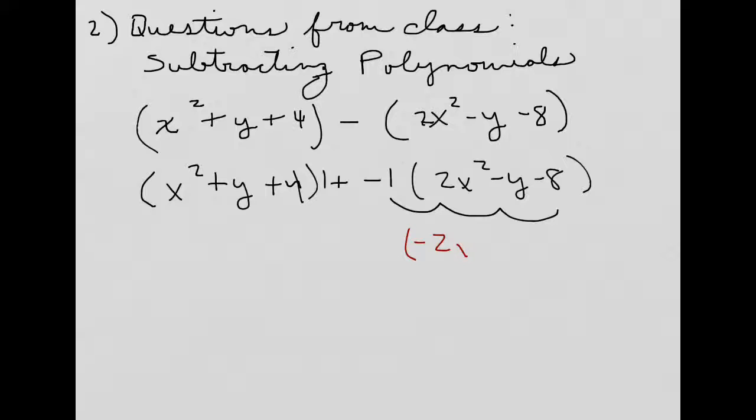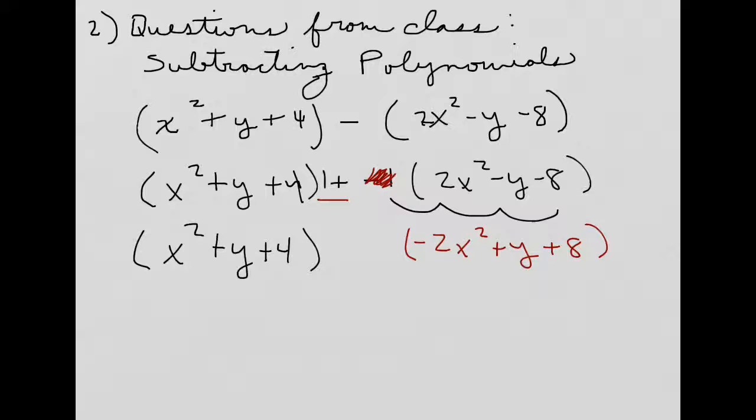This would go to a negative 2x squared plus y plus 8. So now that we've distributed this negative 1, it's gone. But look at what I still have here. I still have a positive 1. So now the polynomial subtraction equation is plus that expression, which makes it a little bit easier to solve.